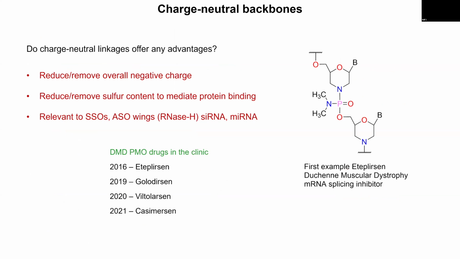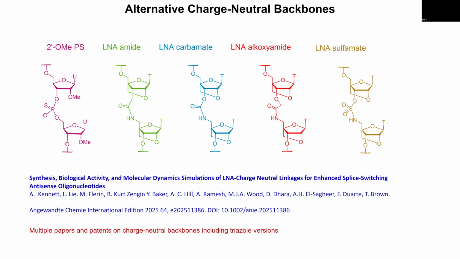And that will be relevant to all 3 modalities of oligonucleotide therapeutics, which I can discuss offline. So we went into this area and we made a whole number of different triazole linkages and a number of linkages which I'm showing on this slide. This is the conventional phosphorothioate with a sugar modification. We made amide linkages with LNA, carbamate linkages, extra carbon there on the carbamate, and sulfamate linkages.